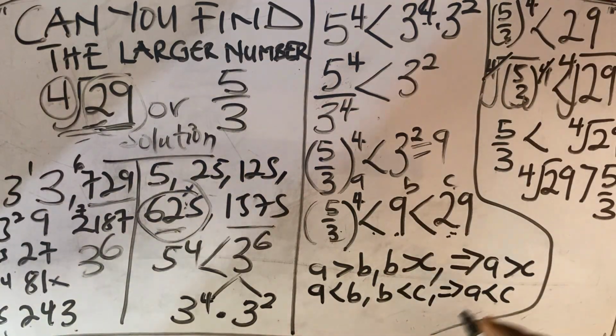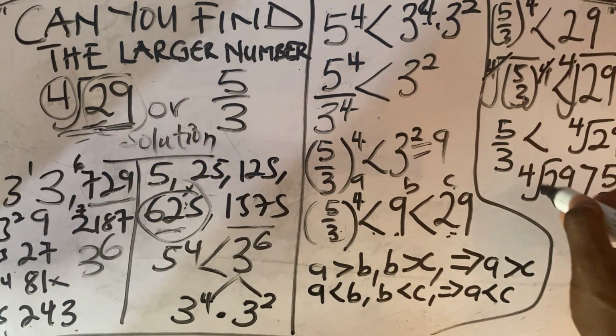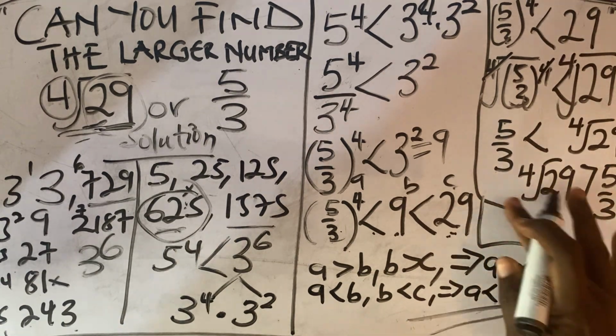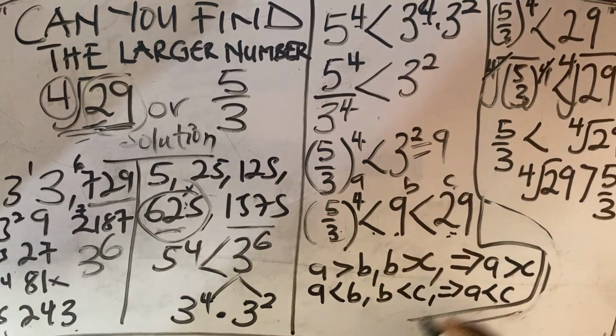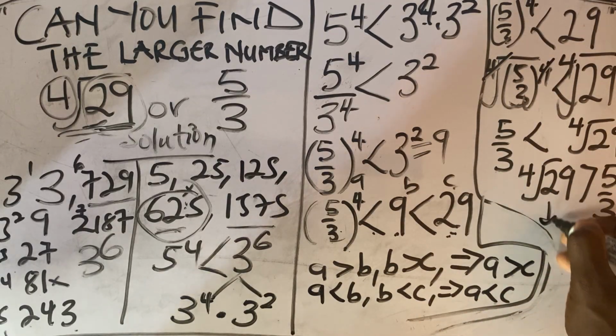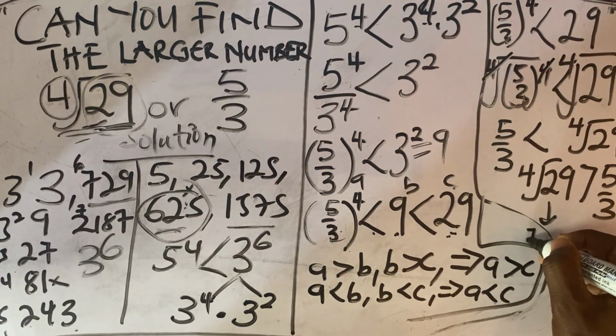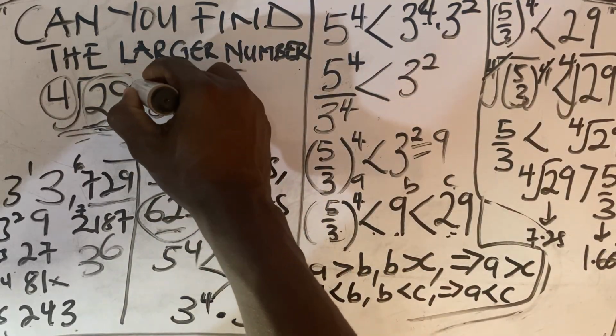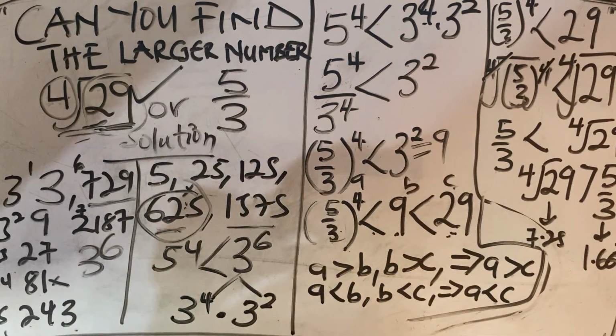Now let's check the other way. If we have to put this in decimals, you realize that the 4th root of 29 is going to give us 7.25, and this 5 over 3 in decimals is going to give us 1.667. It's going to be recurring, right? So you realize that still we have the 4th root of 29 greater than 5 over 3. So we have the 4th root of 29 to be larger in this case.